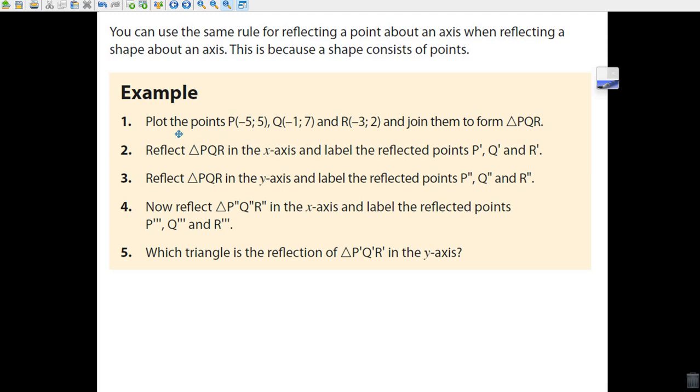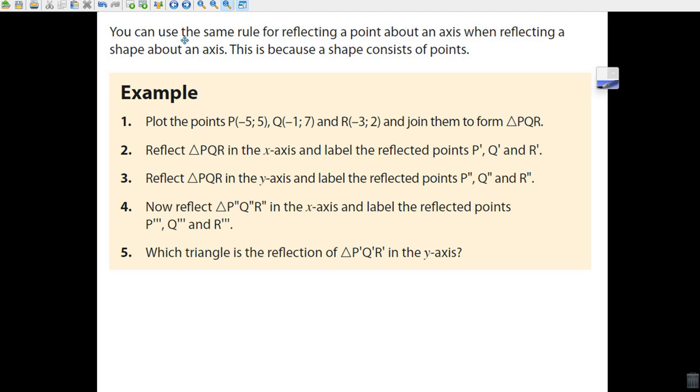Now here's an example. You're supposed to plot these points. P is -5 and 5. That's 5 to the left and 5 up, and we put a point. Q is -1 and 7. It's 1 to the left and 7 up. And R is -3 and 2. This is all from 0 and 0. You go 3 to the left and 2 up. And then you go from P to Q to R with your ruler, and you make a triangle.